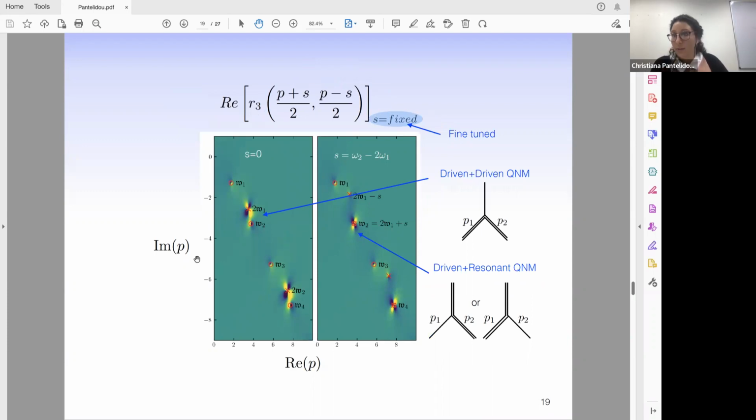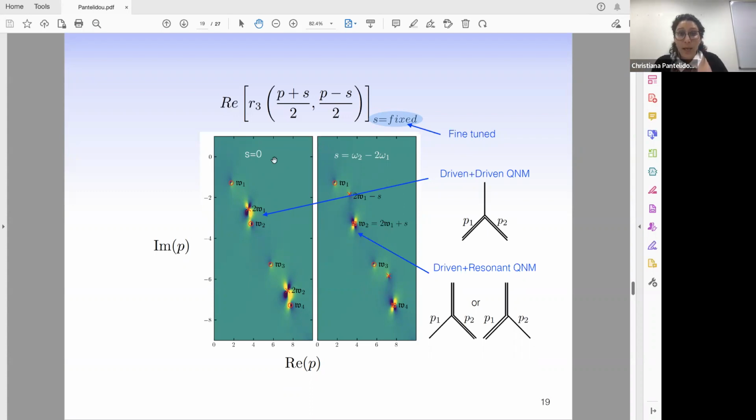This is essentially the same plot as before, but now for S equal to 0. And here I'm only plotting positive values for the real part of P. And indeed, we see that we have a second order pole. And just as I was telling you, in this case, we have both of the ingoing legs corresponding to quasi-normal modes.